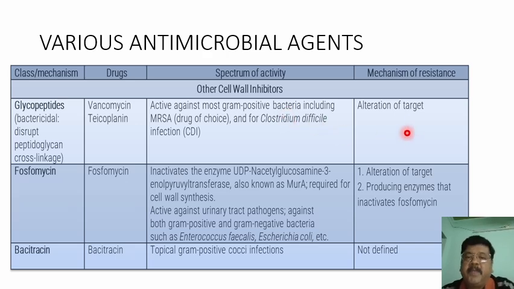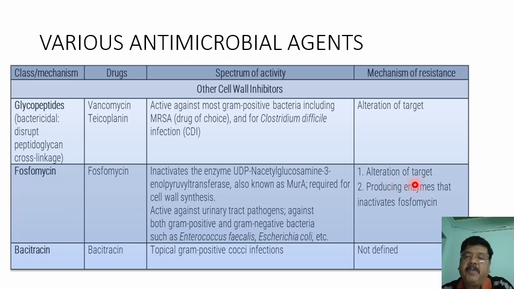And the mechanism of action is alteration of the target. Then comes fosfomycin, which inactivates the enzyme UDP-N-acetylglucosamine 3-enolpyruvyl transferase, also known as MurA, required for cell wall synthesis. Active against urinary tract pathogens, against both gram-positive and gram-negative bacteria such as Enterococcus faecalis, E. coli, etc. So it is helpful for treating urinary tract infection.